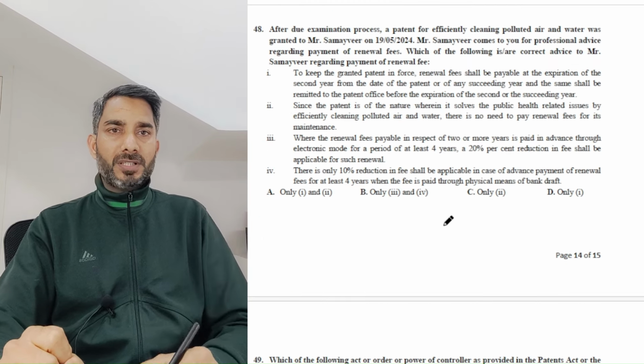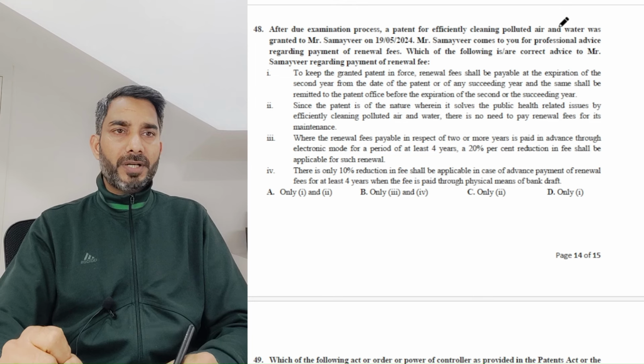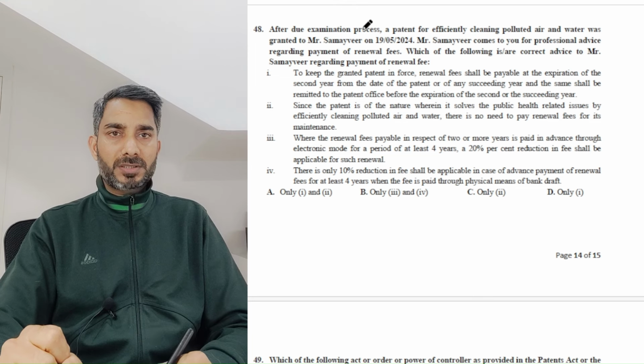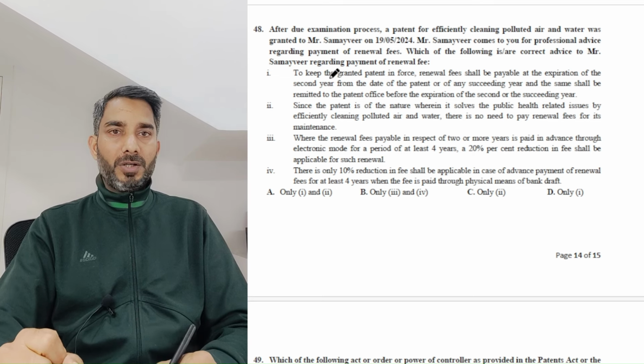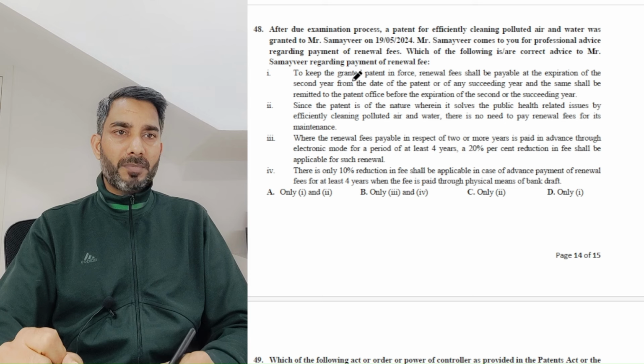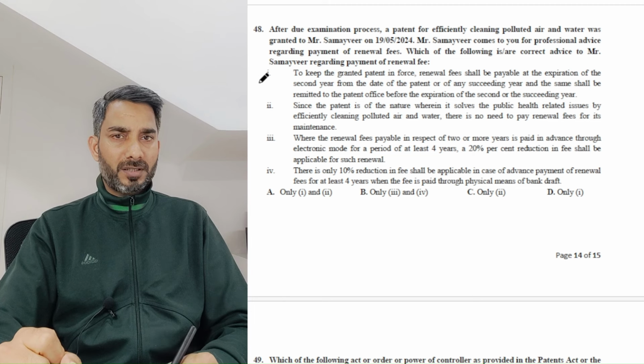After due examination process, a patent for efficiently cleaning polluted air and water was granted to Mr. Samyavir on 19/5/24. Mr. Samyavir comes to you for professional advice regarding payment of renewal fees. Which of the following is correct? To keep the granted patent in force, the renewal fee shall be payable before the expiration of the second year from the date of the patent or any succeeding year, and the same shall be remitted to the patent office before the expiration of the second or succeeding year.